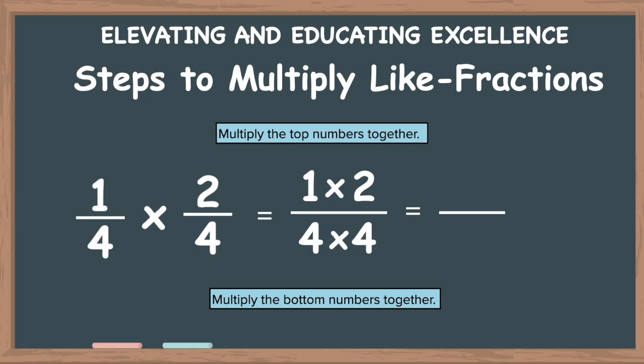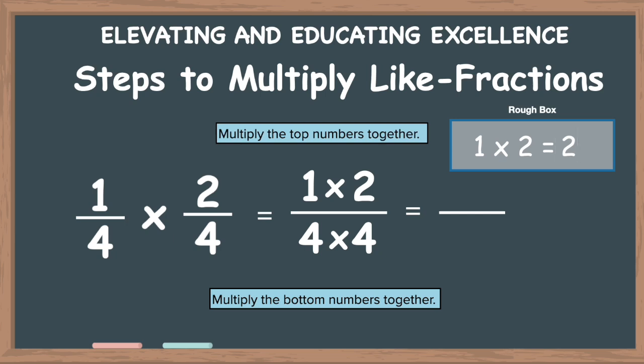You don't have to do this step, but it really does help a lot of kids your age. So let's now just do a rough box. In that rough box, we're going to write 1 times 2. 1 times 2 equals 2. So we're going to write 2 in the top number of the fraction in the answer section.